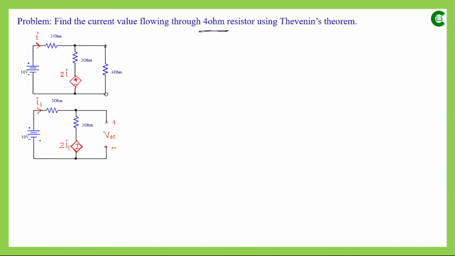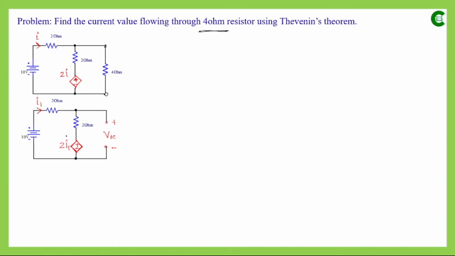we can easily find out the value of I1. And this time also, since we have disconnected this 4 ohm resistor and that has created this open path, the value of current through this 2 ohm resistor will be different than I. So here I have taken another variable I1 to represent the current value which is flowing through this 2 ohm resistor when we don't have this 4 ohm resistor in the circuit.